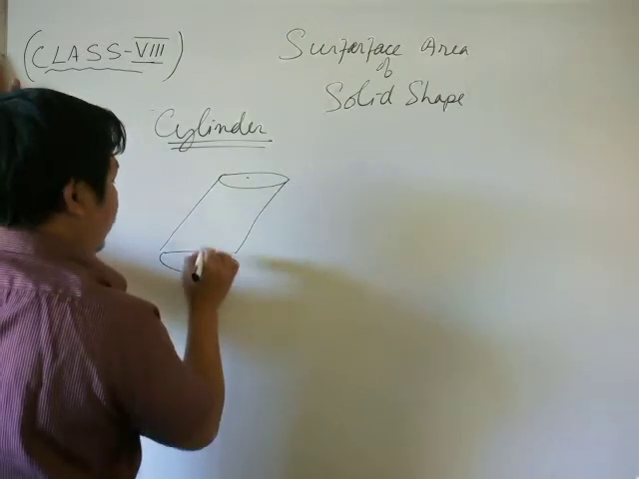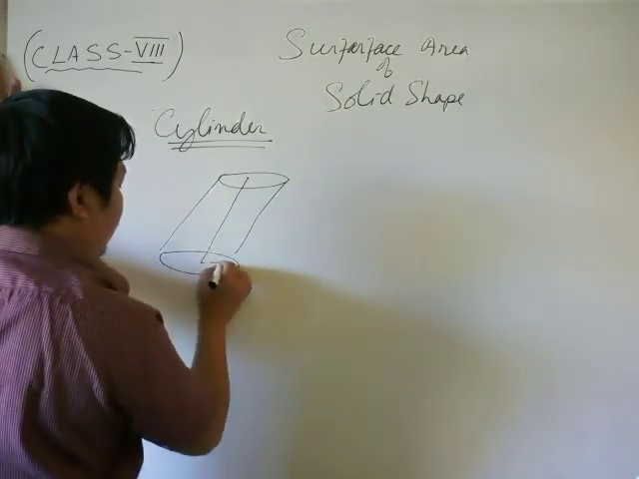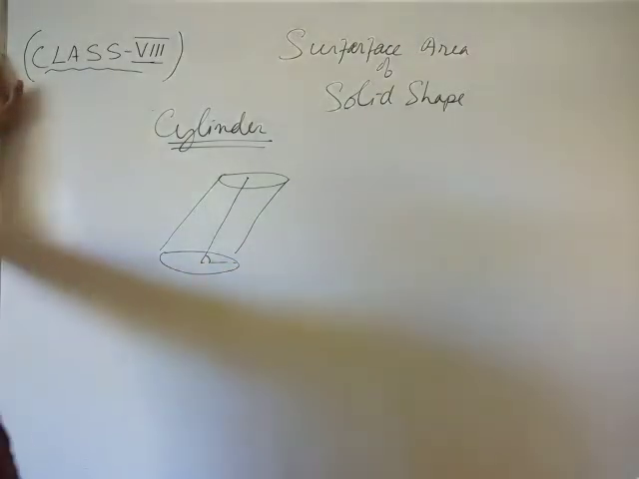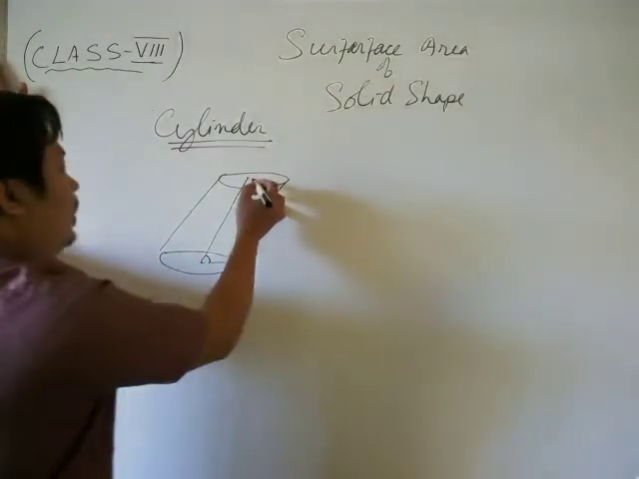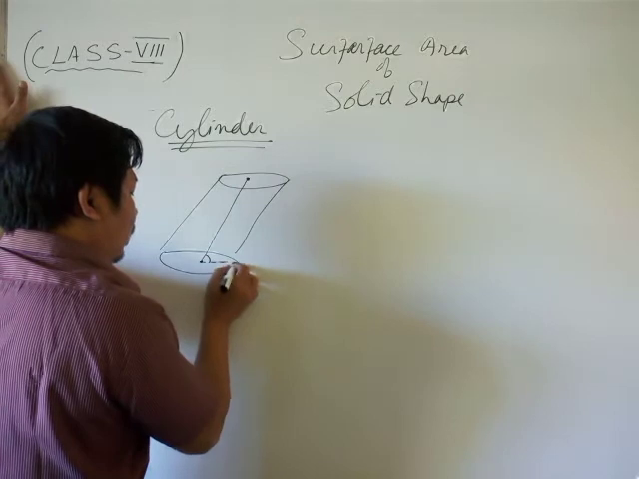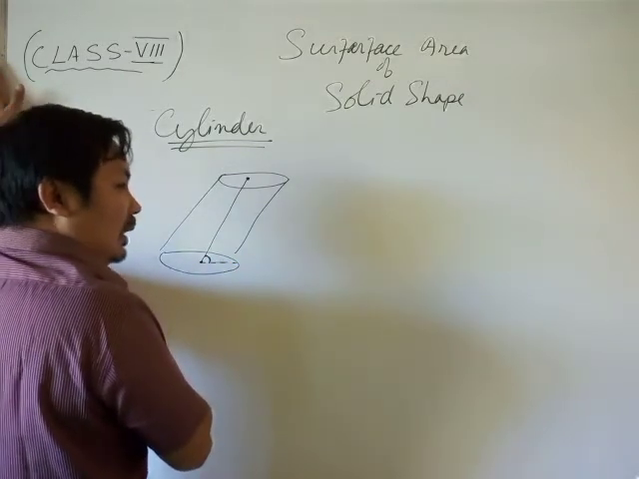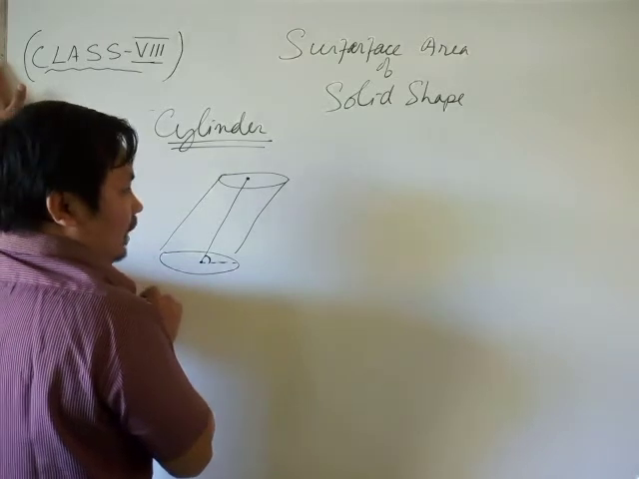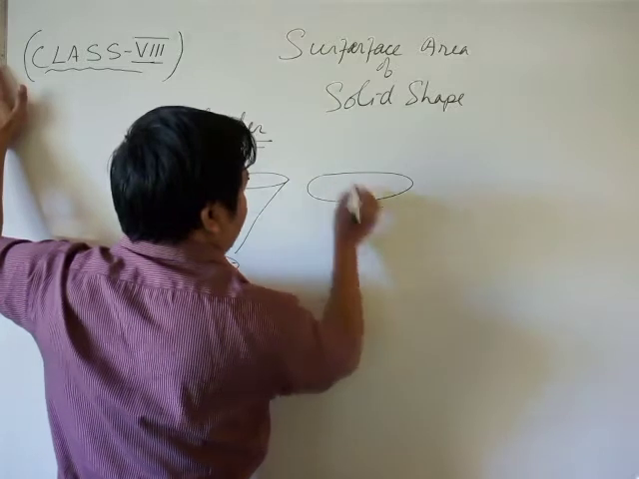Where the center of this circular surface, if you join it, then it is not vertical. This is also a cylinder. If the center of this circular surface is joined, then you get an angle on the base that is not 90 degrees, less than 90 degrees or more than 90 degrees. Clear?